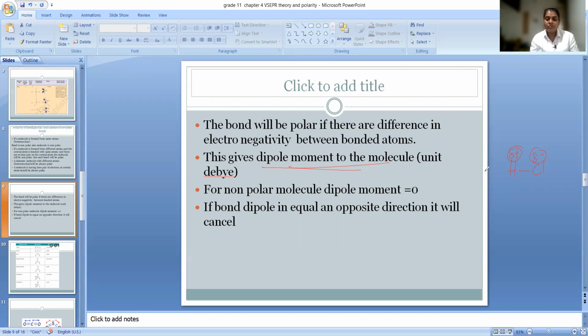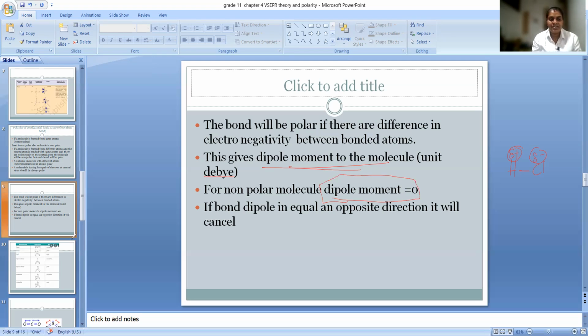Okay, in the case of a non-polar molecule, what will happen? That dipole moment will be 0. If the dipole moment is 0, that molecule will be non-polar. In the case of a polar molecule, the dipole moment will not be 0. The dipole moment is a vector quantity, having both direction and magnitude. So direction is important. If the dipole moments have a value and act in opposite directions, what will happen? They will cancel each other and you will get 0 dipole moment at the end.